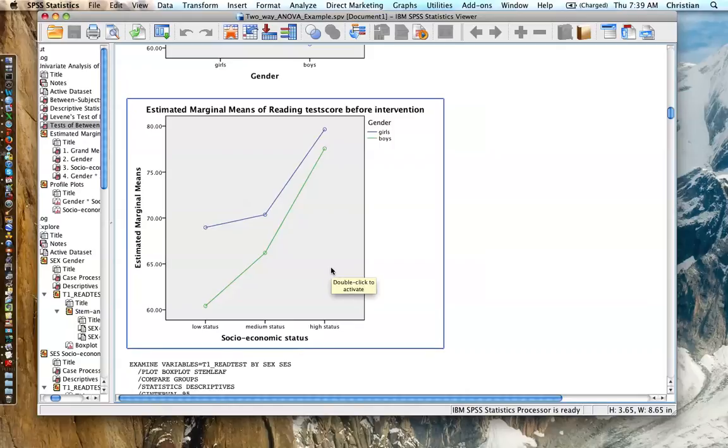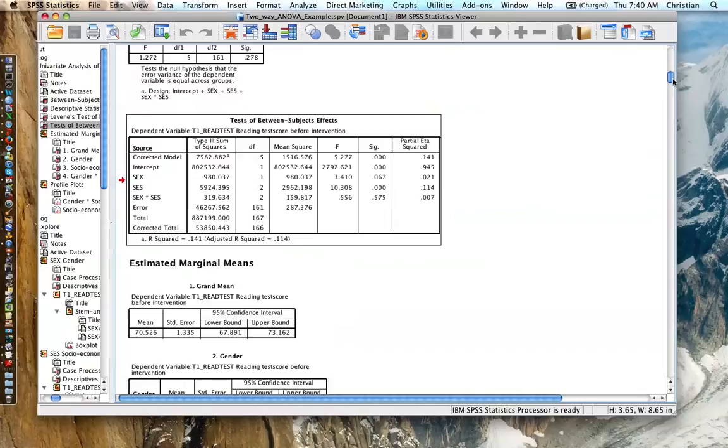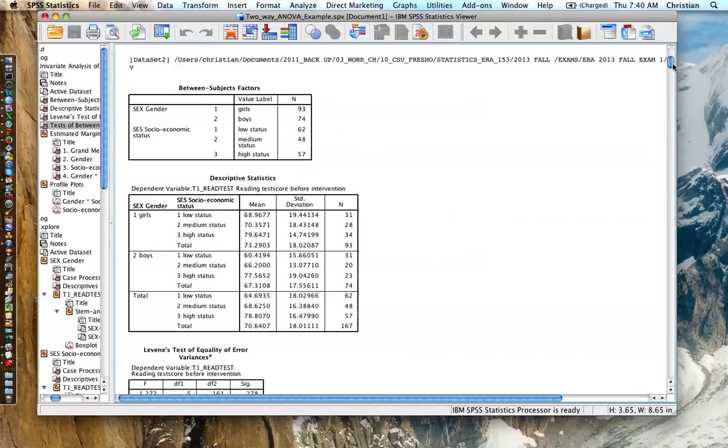But again, not always when you have a crossing of the lines is it a significant interaction. You just get a visual indicator that there might be an interaction. Then you still have to test it with statistics. So this was the output of the 2 way ANOVA in SPSS.